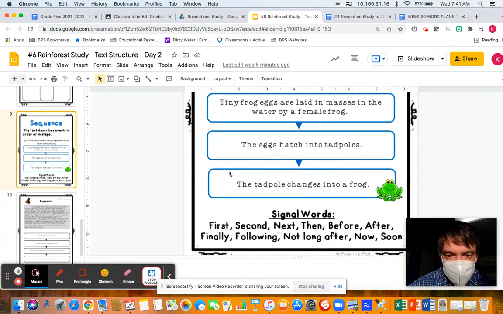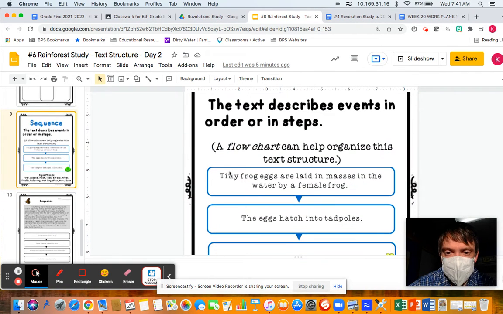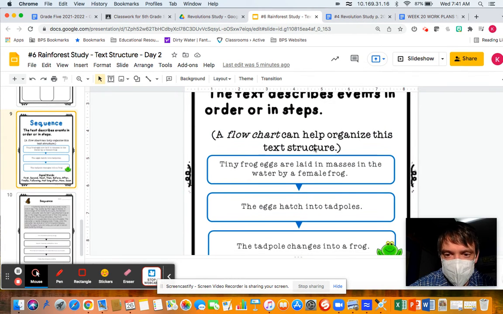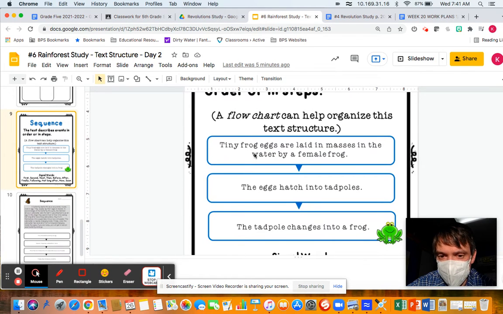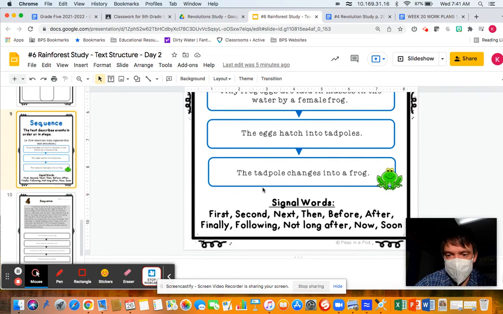Sequence is just things going in order. Okay, this is called a flow chart, and it explains here. This is talking about, in this sample, maybe frogs laying eggs, and they hatch into tadpoles. They change into a frog. The signal words are just sequencing things: first, next, later on, following that, not long after, soon after.